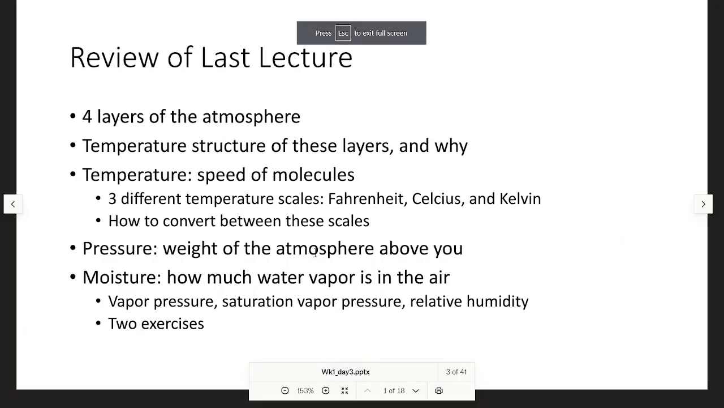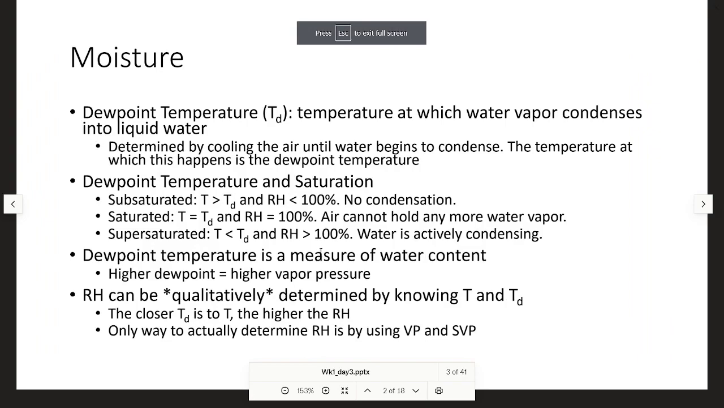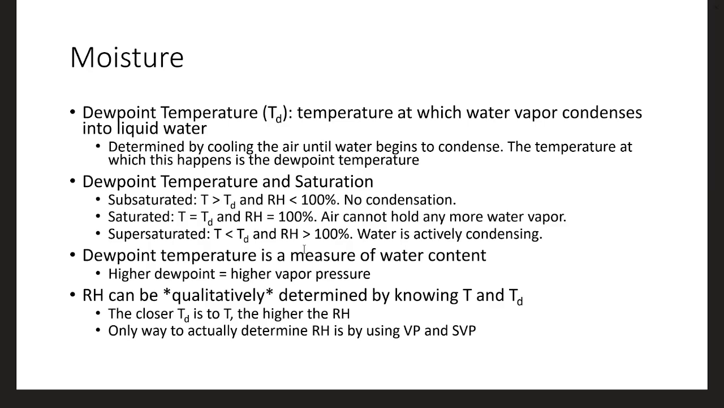Okay, so that's just a review of everything. Anyway, dew point temperature is a much better calculation than relative humidity. It has a mathematical basis and it says something. Dew point temperature is the temperature at which water vapor condenses into liquid water. It's determined by cooling the air until the water begins to condense, and the temperature at which this happens is the dew point temperature.